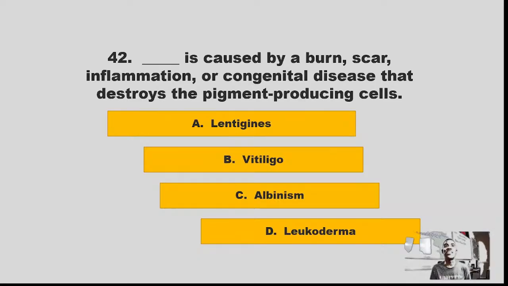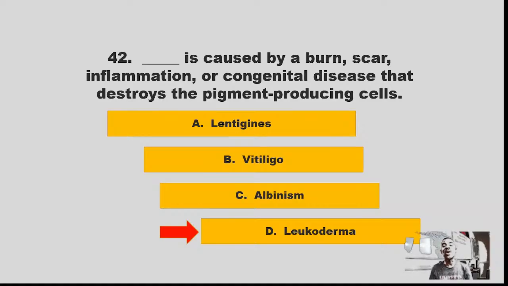Blank is caused by a burn, scar, inflammation, or congenital disease that destroys the pigment-producing cells. So would you say that it's lentiginous, vitiligo, is it albinism, or is it leukoderma? Lentiginous, A. Vitiligo, B. Albinism, C. Leukoderma, D. And if you chose D, leukoderma, then you are correct.